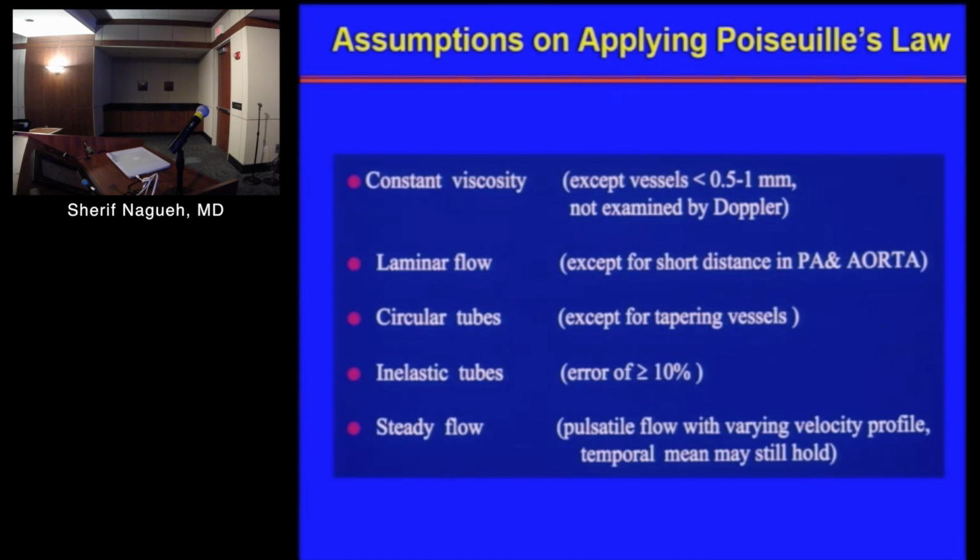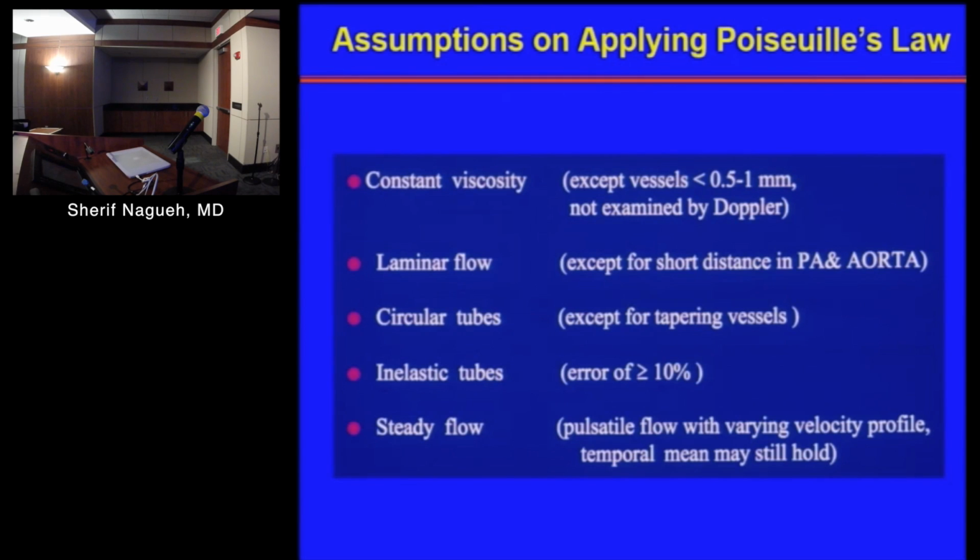We talk about laminar flow as opposed to turbulent flow. If you're looking at a normal circulation, it's a very short distance where there may be turbulence, just as the blood leaves the aortic valve or the pulmonic valve. And if you ignore that very short distance in a normal heart, laminar flow, which is assumed in Poiseuille's calculation, does hold.